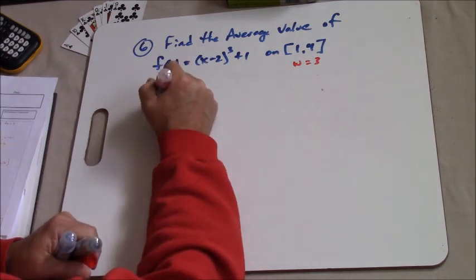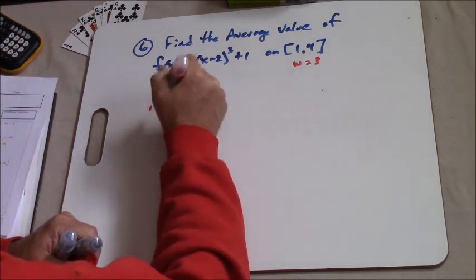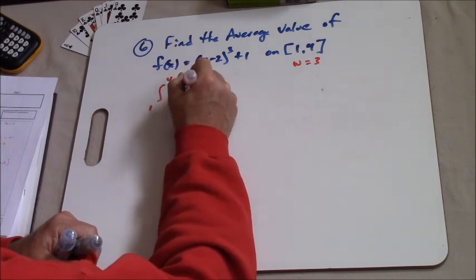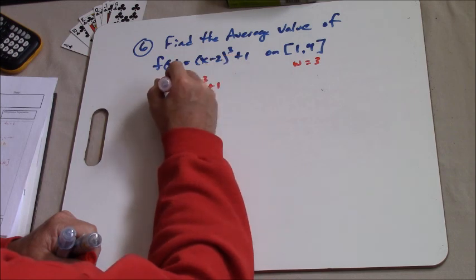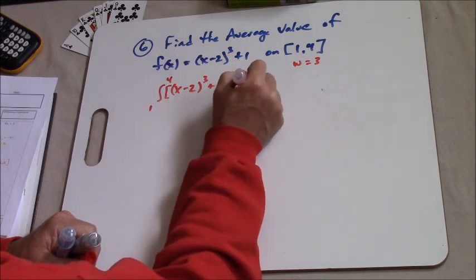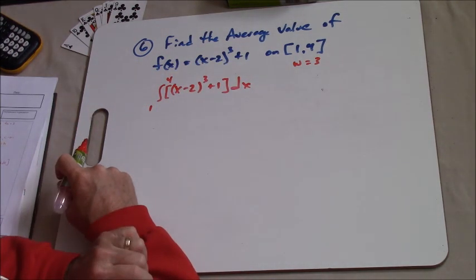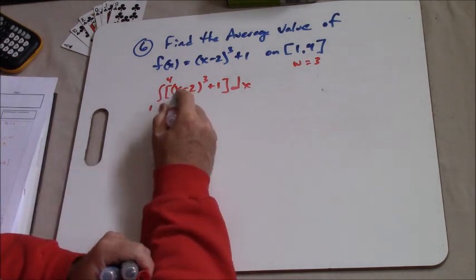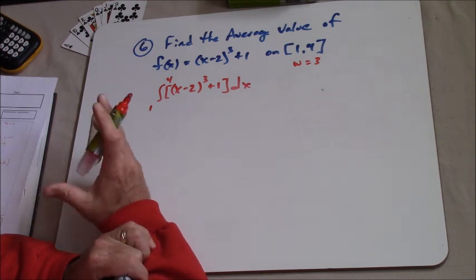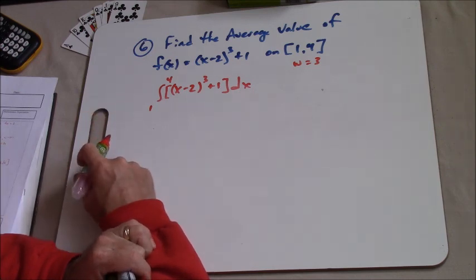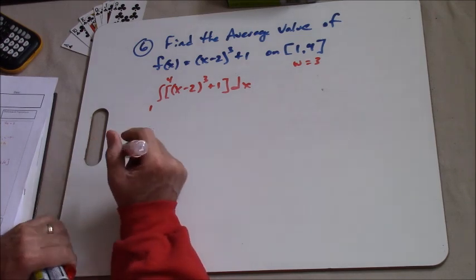So I've got the integral from 1 to 4 of (x − 2)³ + 1 dx. Suppose if you wanted to, you could go ahead and multiply that whole thing out. Otherwise, you can divide it up into 2 separate integrals and do a substitution. Probably either one would take the same amount of time. I'm going to go ahead and make it into 2 separate integrals.